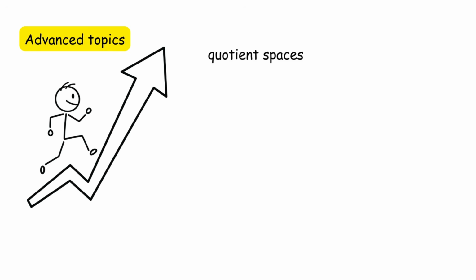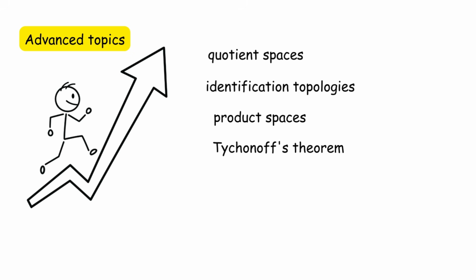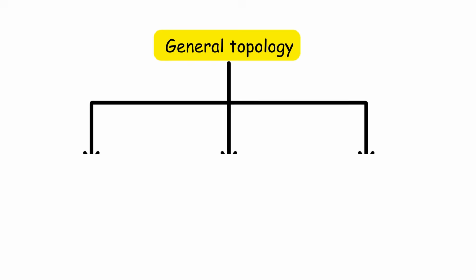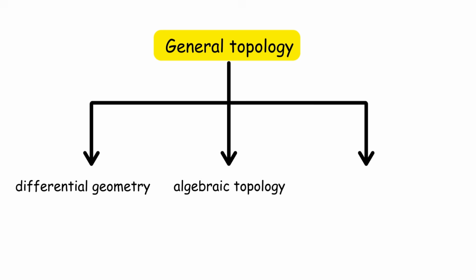Advanced topics include quotient spaces and identification topology, product spaces and Tikhonov's theorem, metrization theorems determining when topologies arise from metrics, and properties of function spaces. General topology provides the foundation for differential geometry, algebraic topology, and functional analysis, formalizing continuity in abstract settings.